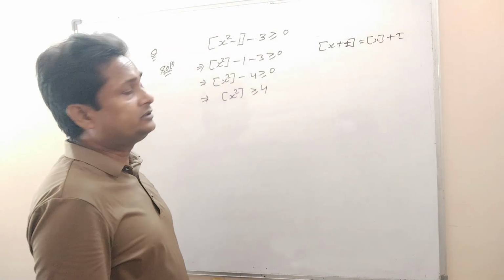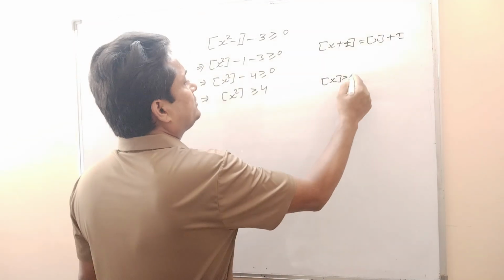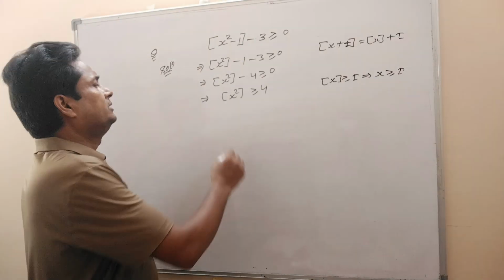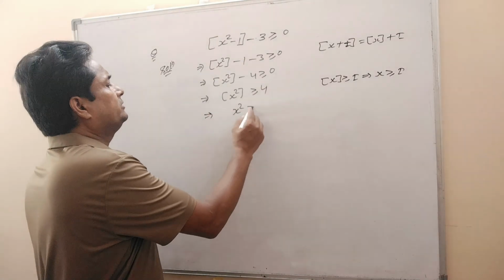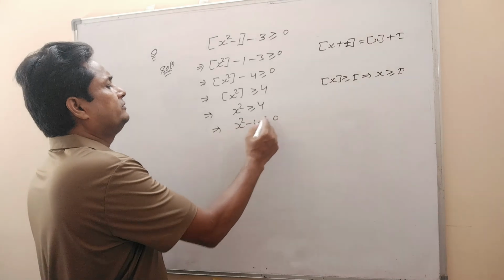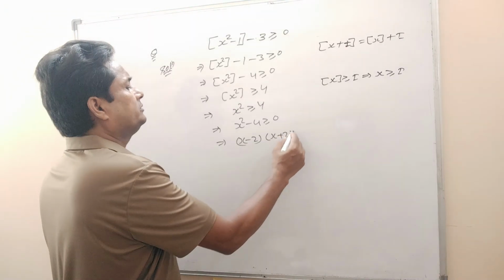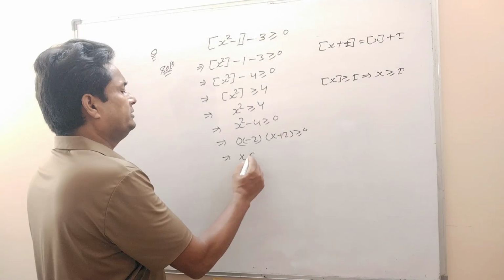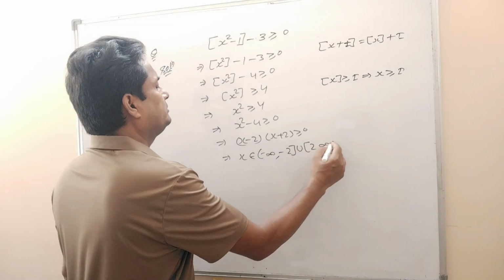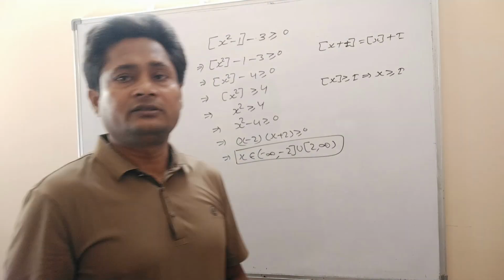So what will be your answer? Use that property: greatest integer of x greater than or equal to I gives x greater than or equal to I. Solve this one, so this will be x square greater than or equal to 4. Simplify: x square minus 4 greater than or equal to 0, that means x minus 2 into x plus 2 greater than or equal to 0. So the answer will be minus infinity to minus 2 union 2 to infinity. This is the answer for this one.